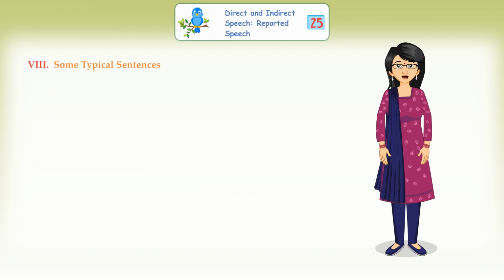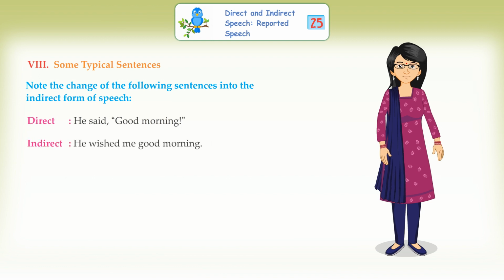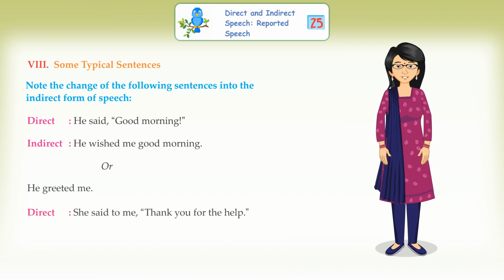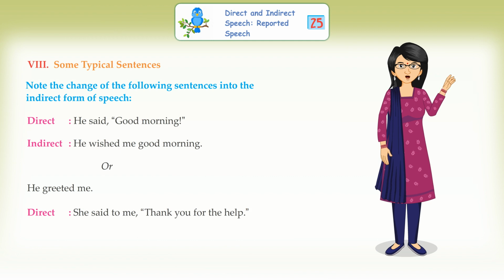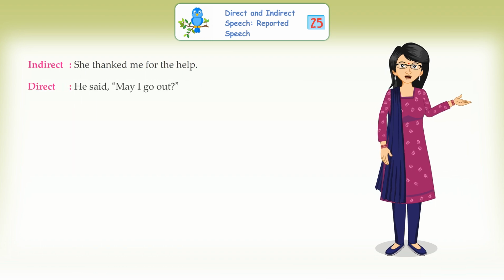Some typical sentences. Note the change of the following sentences into the indirect form of speech. Direct. He said, "Good morning." Indirect. He wished me good morning, or he greeted me. Direct. She said to me, "Thank you for the help." Indirect. She thanked me for the help.